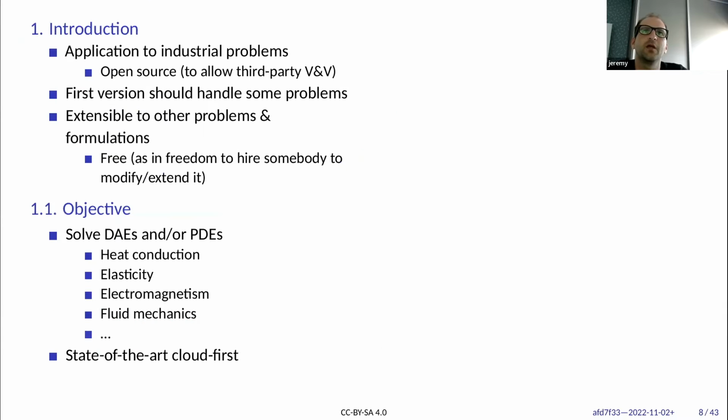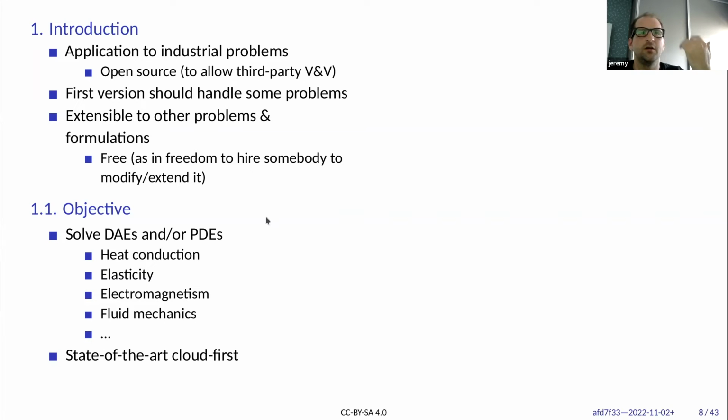FeenoX is proposing. So the introduction, the requirements are the tool should be applicable to industrial problems, and it has to be open source to allow third-party validation and verification. That's a requirement. It has to be open source. The first version should handle some problems, but it should be extensible to other problems of formulation. So it has to be free, so people can be hired to code extensions to other problems.